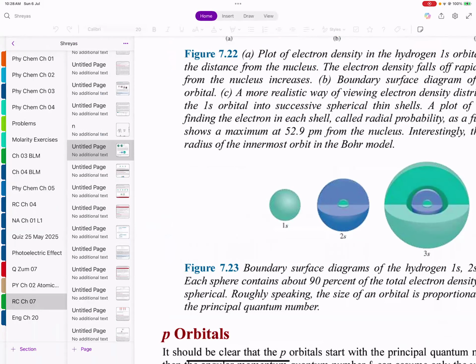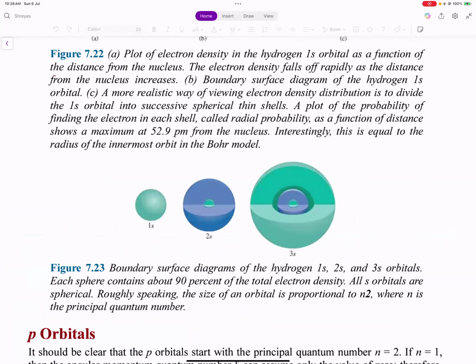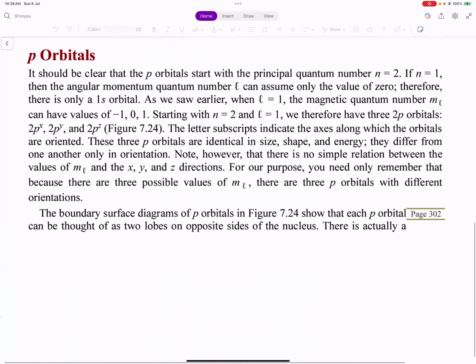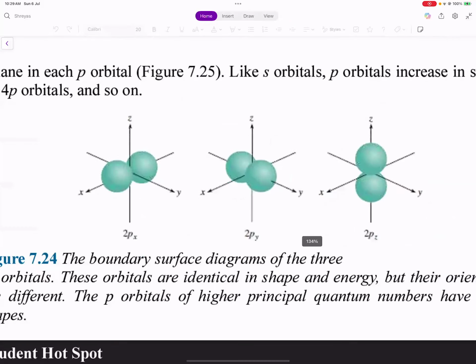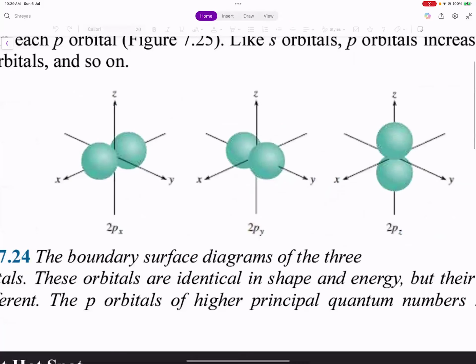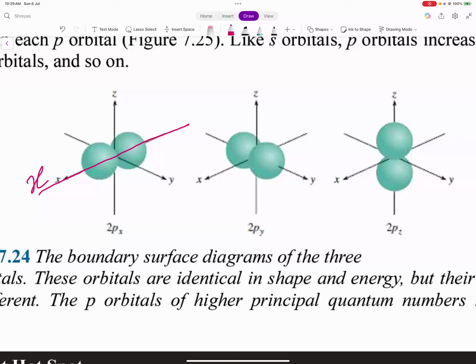And how do p orbitals look? So p orbitals look something like this. Dumbbell shaped. Note that if we are drawing 2px, this dumbbell is along the x-axis, and this is along the y-axis, and this is along the z, right?